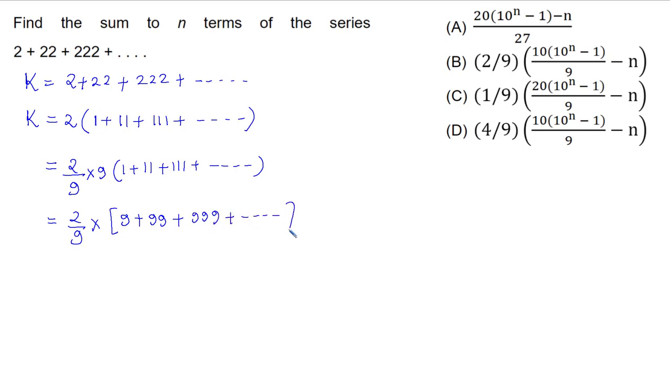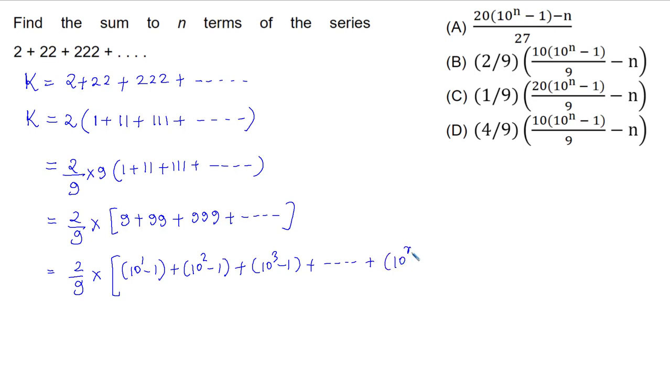Now we can write 9 as 10 to the power 1 minus 1, 99 as 10 to the power 2 minus 1, 999 as 10 to the power 3 minus 1 and so on. The last term, the nth term, we can write as 10 to the power n minus 1. I hope everyone understood why we need to multiply by 9 and divide by 9, to get this kind of pattern. This is a very common type of question, so we should remember these steps.